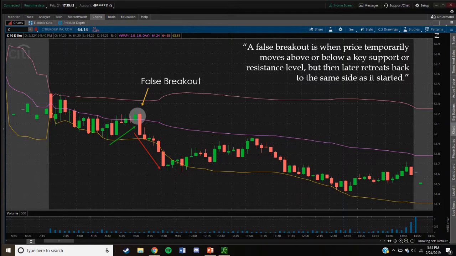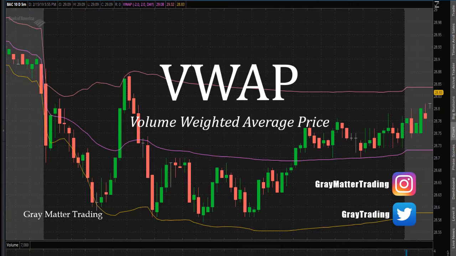In this example, if you were to go long right as that first candle crossed above the VWAP, you would have been a bit disappointed when the price moved right back below the VWAP and continued to downtrend all day. So there's the basics of the volume weighted average price, or the VWAP.